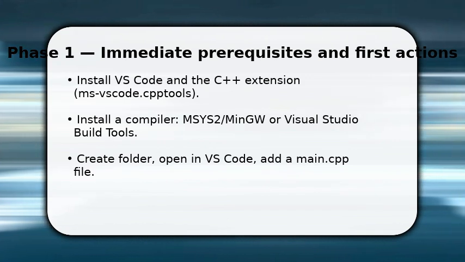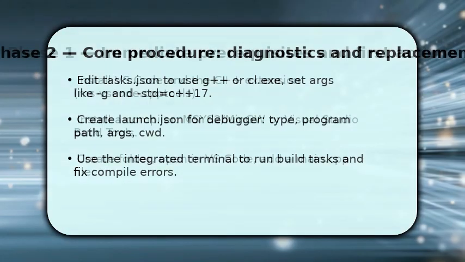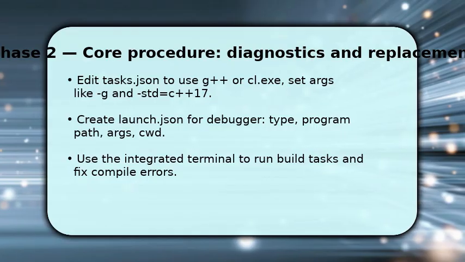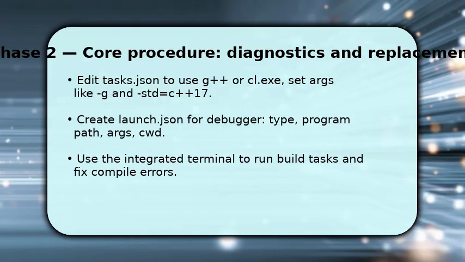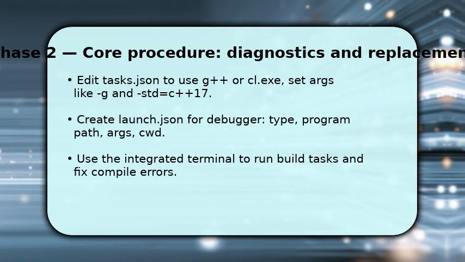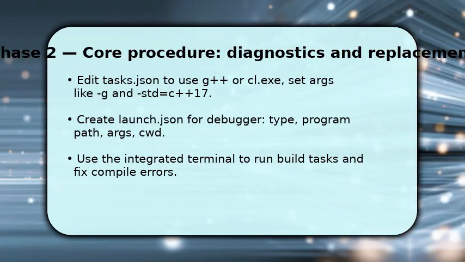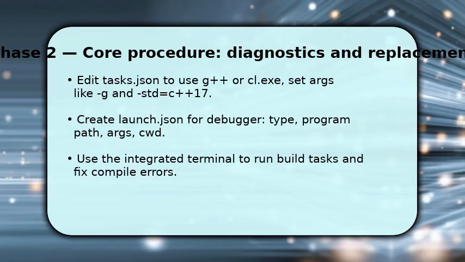Now you configure the build and debugger so VS Code actually compiles and steps through code. Edit tasks.json to call g++ with -g and -std=c++17 so debug symbols and C++17 features are enabled. If using MSVC, set cl.exe flags instead.